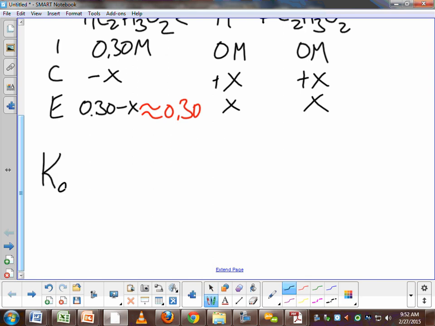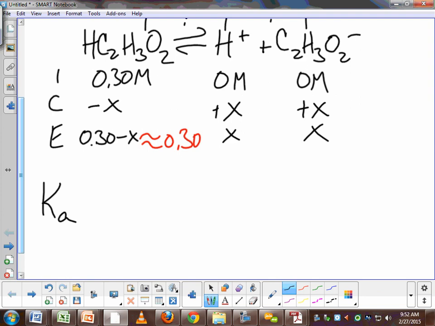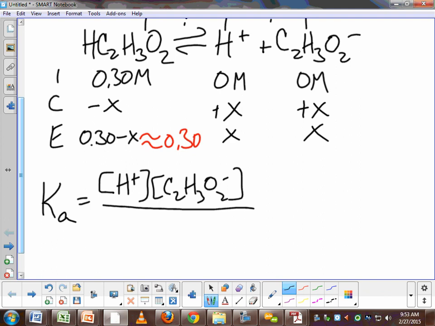which means that now we can go to the Ka expression, products over reactants raised to their coefficients. So just having a look at the acid dissociation reaction, our Ka expression is [H+] times [acetate ion]. These are concentrations, make sure we're including charges, divided by the concentration of acetic acid itself. So that's our Ka expression.